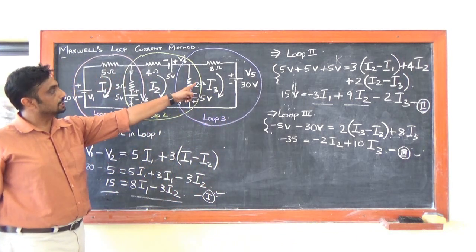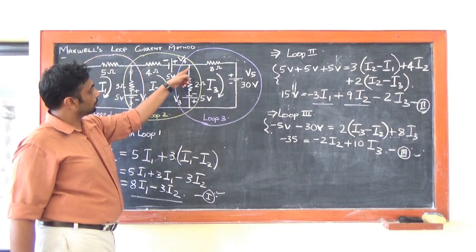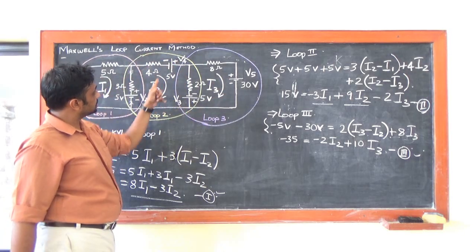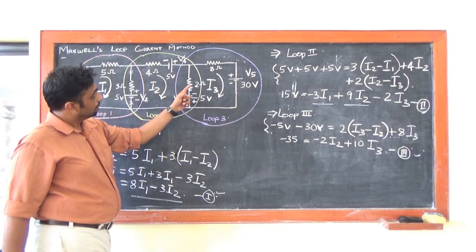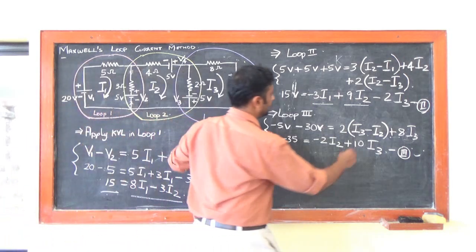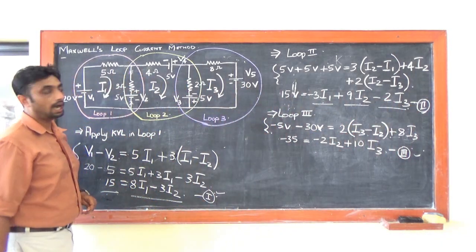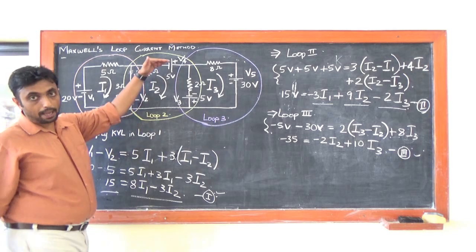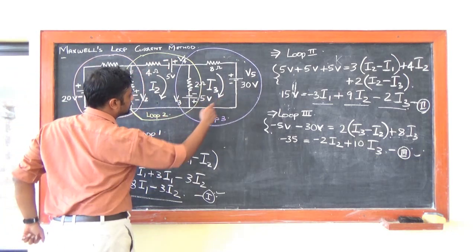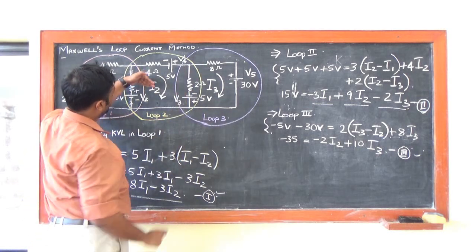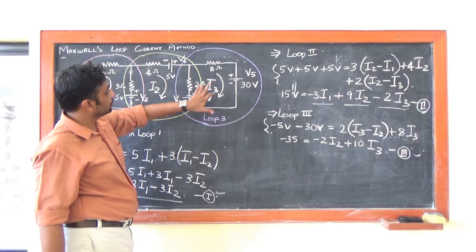What about this resistor, this 2 ohms resistor? I have I3 flowing from bottom to top, which is again in opposition with I2. That's why I have I3 as 2 into I3, which is minus 2 into I3. So I am having my minus 2 into I3 because I3 is flowing from bottom to top, I2 is flowing from top to bottom. So I am having minus 2I3.